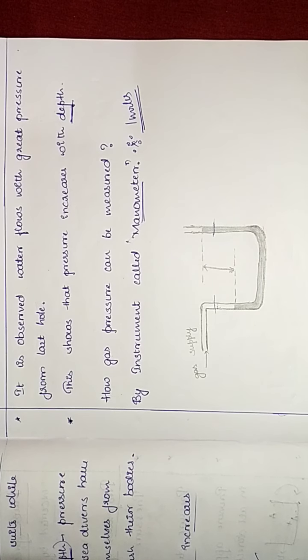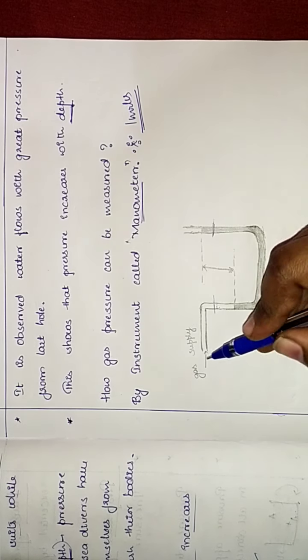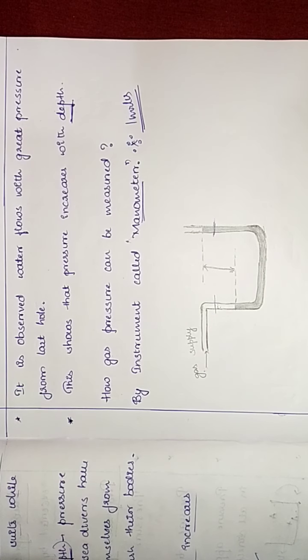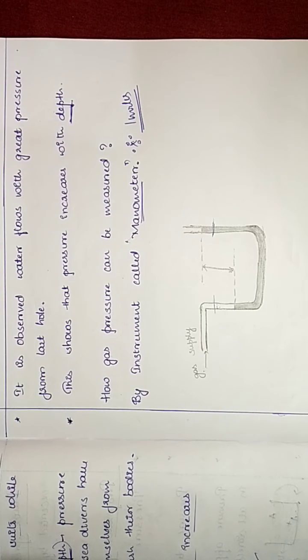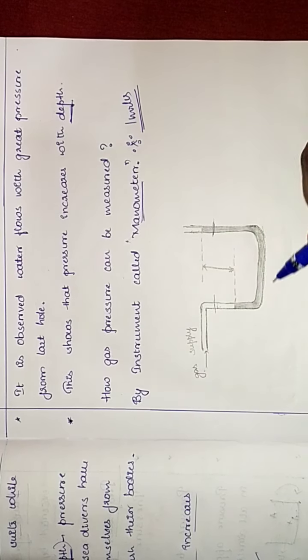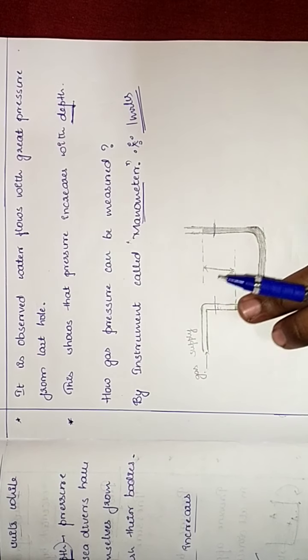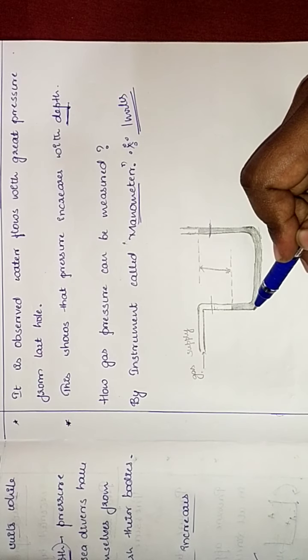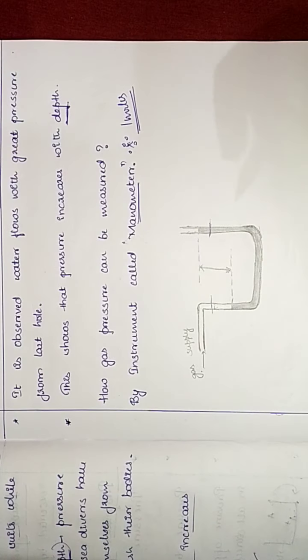Okay, to measure gas pressure, one side is connected to the gas supply. From this we will be supplying gas. So the gas present exerts pressure. Gas also exerts some pressure, isn't it? When it exerts pressure, the mercury level moves down in one limb and rises in another limb. It goes down in one limb and rises in the other limb.